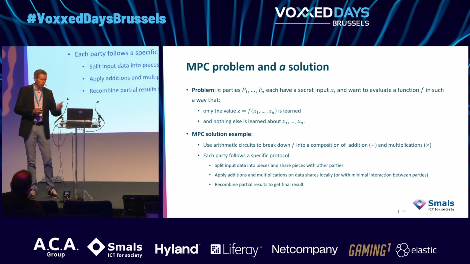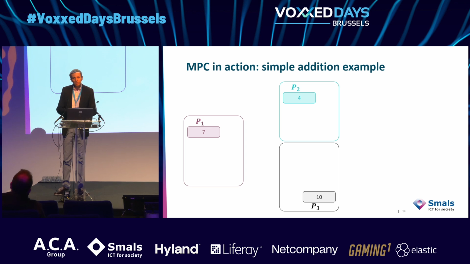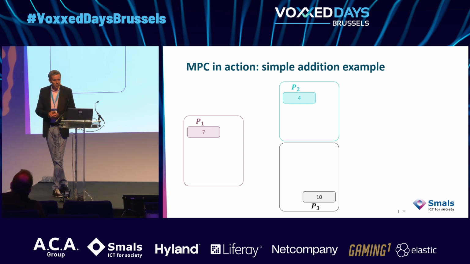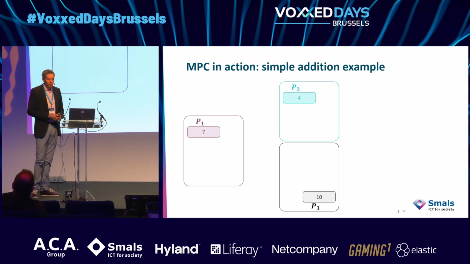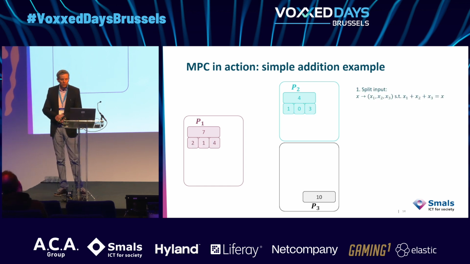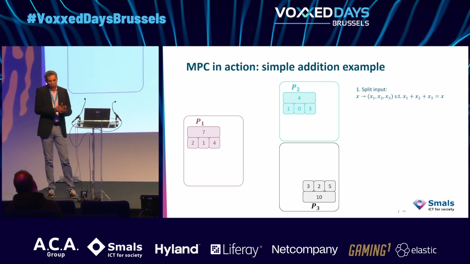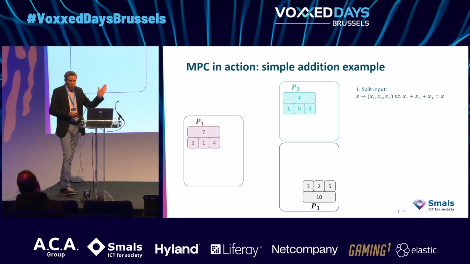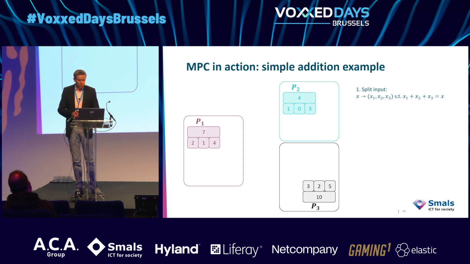So let's have a look at an example here. 3 parties, P1, P2, P3. Their input is shown here. So P1 has 7. And they want to compute the addition of these 3 numbers here. First step, I said, split the data. So we split the data here in 3 parts in such a way that the sum of each piece corresponds to the input. So for P1, 2 plus 1 plus 4 is 7. Same for the 2 others.